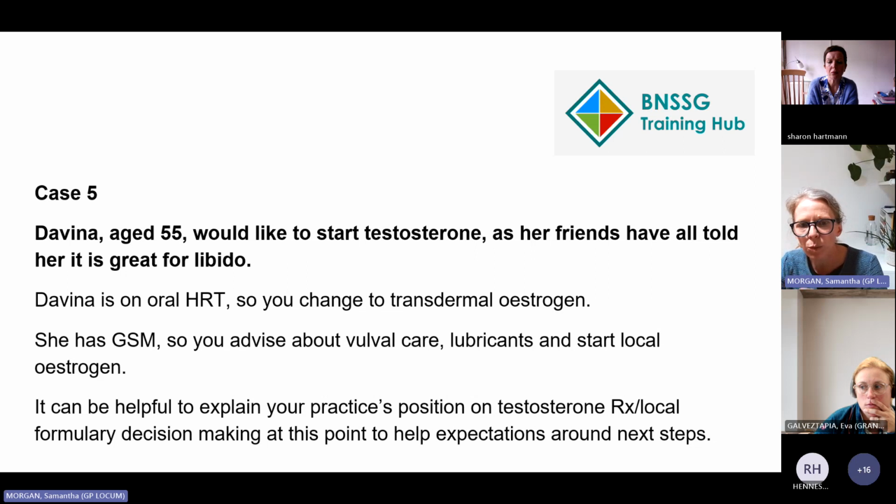And I think we'll all have different kinds of confidence around using testosterone. Some practices may be happy initiating, some may be happy continuing on a shared care pathway. So I think just letting the patient know at this point in terms of expectations really around what you can do. But as I say, thinking quite broadly, even if you don't prescribe testosterone, there is still a number of things that you can do to support her care.